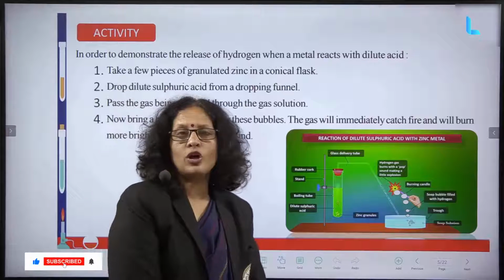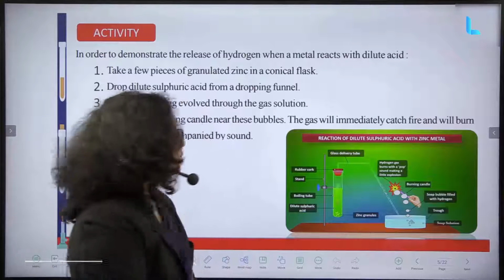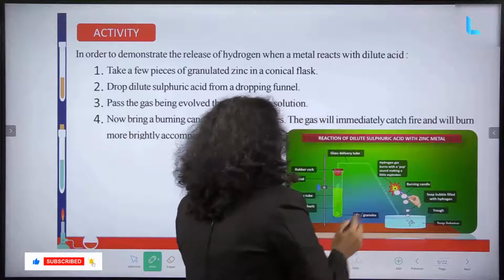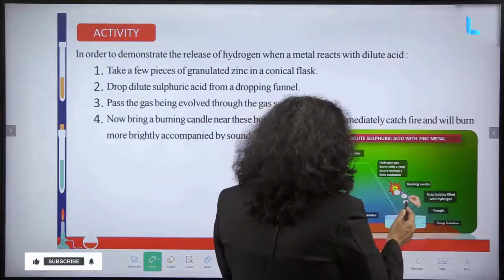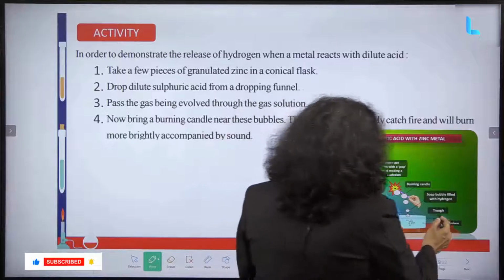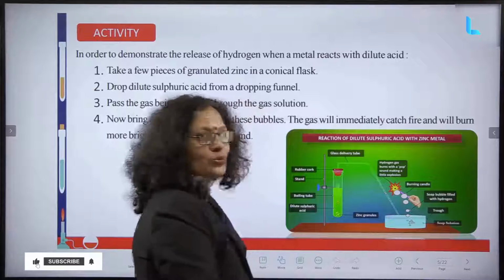Hydrogen is a supporter of combustion. Then we can see hydrogen gas burns with a pop sound, making a little explosion. So the burning candle is taken close to the soap bubbles filled with hydrogen, and here it is a trough in which the soap solution is there.